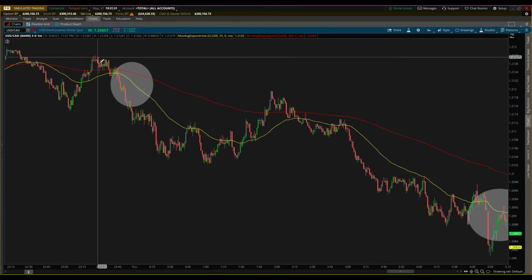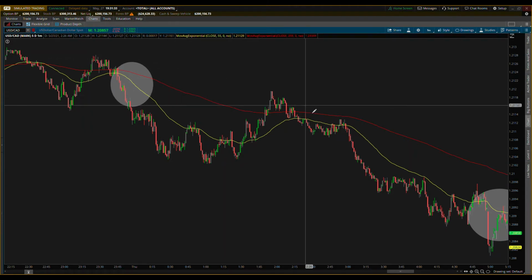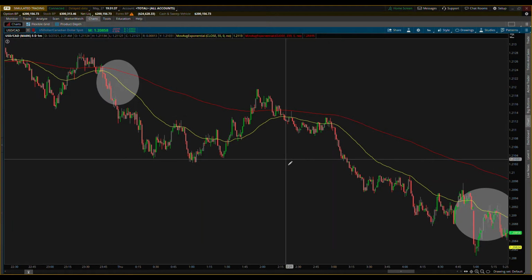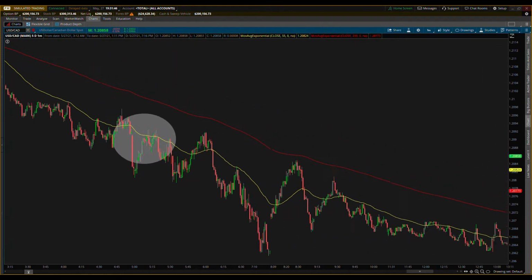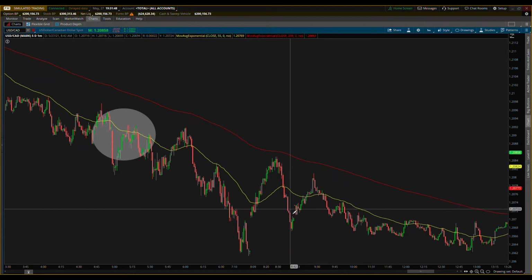What do we have? Lower high, lower high, lower high, lower high. This is just the London session right here. Then the London session goes until right here.